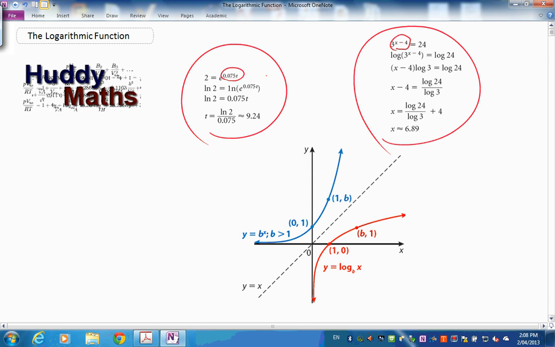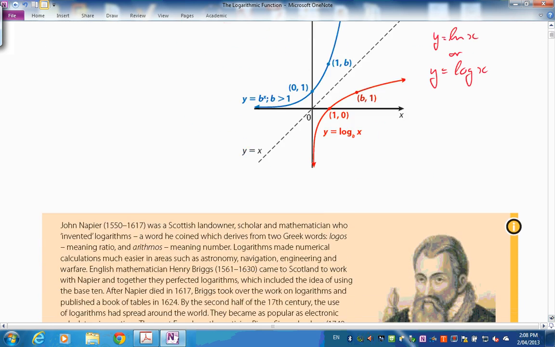And if you remember, we defined the logarithm of a number as the power required to raise the base to get that number. And now what we want to do is actually to treat the log function, either y equals ln x or y equals log x, base 10 there, as a function in its own right, and maybe to draw a graph and talk about its domain and range. So let's have a look at some history there.